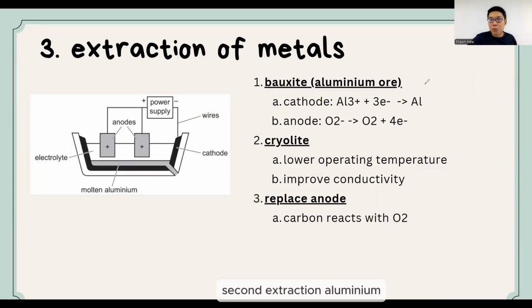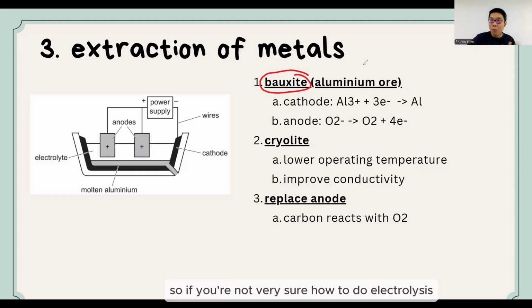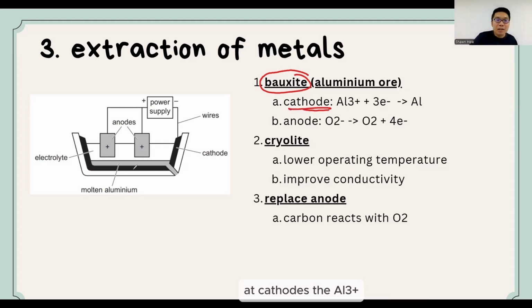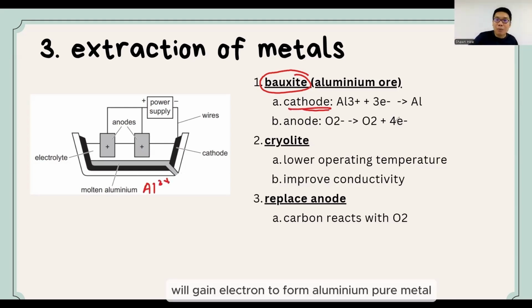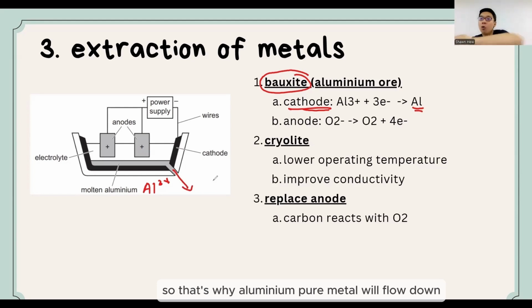Second extraction, aluminium. So aluminium or bauxite. This thing is more reactive than carbon, so that's why we cannot use carbon, we cannot use coke to extract it. We must use electrolysis. If you're not very sure how to do electrolysis, you can refer back to my previous electrolysis video. At the cathode, the aluminium 3+ will gain electrons to form aluminium pure metal. That's why aluminium pure metal will flow down.